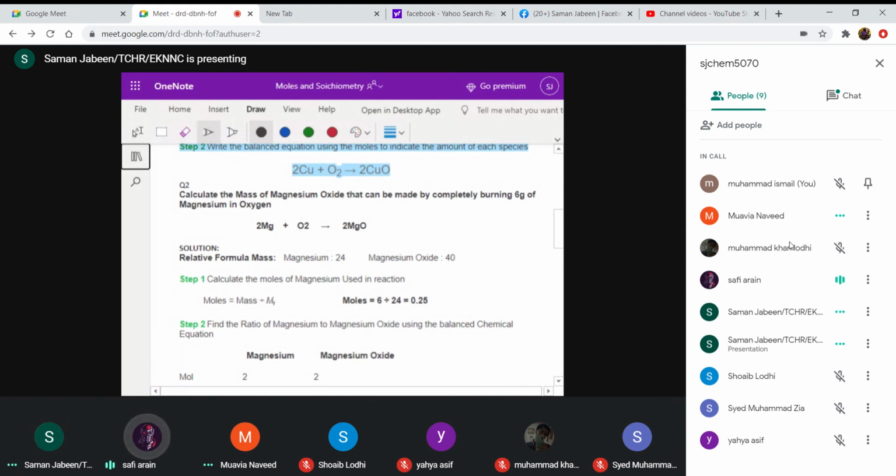Miss, the moles is 0.25. Okay, yes. So 6 grams of magnesium is given. Magnesium AR is 24. So what is the first step? Calculate the moles of magnesium. 6 upon 24. Yes, 6 divided by 24, it is 0.25. And yes, 0.25 is the mole.